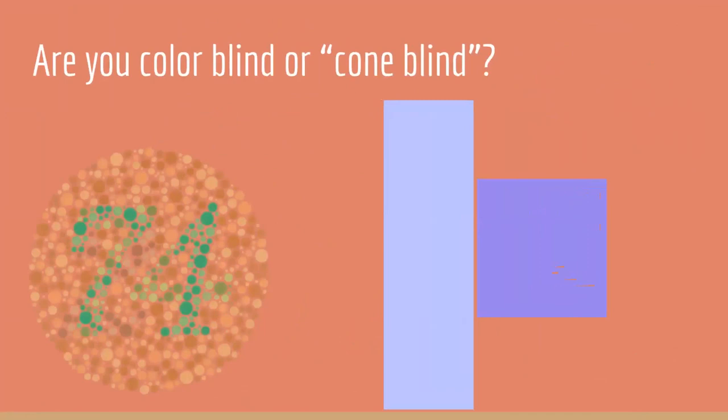So are you colorblind or cone blind? Cone blind isn't a real thing, but I'll tell you about that. Well, that's not a real term. So are you colorblind? Let's see. Can you see what number is right here? I can. It's 74. I am not colorblind. But over here, here's the problem. What color are these 2 things?